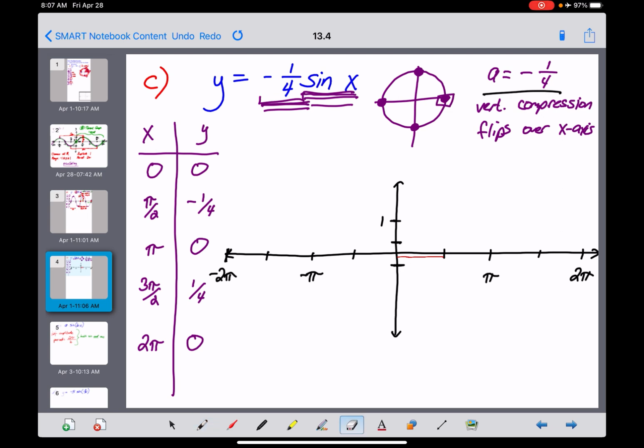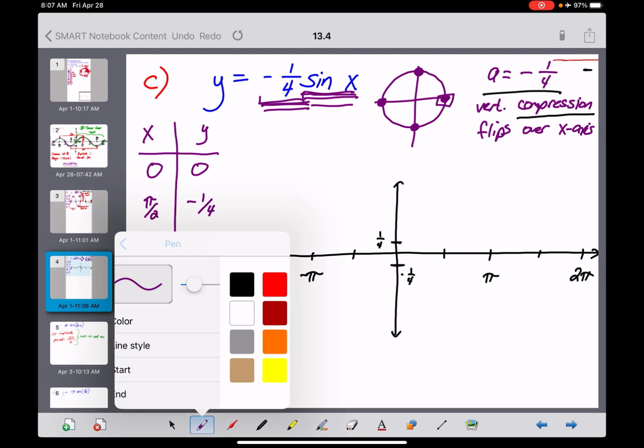So this is going to be a really short graph. I actually don't need that there at all. I can get rid of this red line. You go away. I didn't really need that there. Yeah, this is just a 1/4 right there, and then a negative 1/4 right there. This is going to be a pretty stubby little graph because it's a vertical compression. So let's plot our points, guys. I'll do this in purple again.